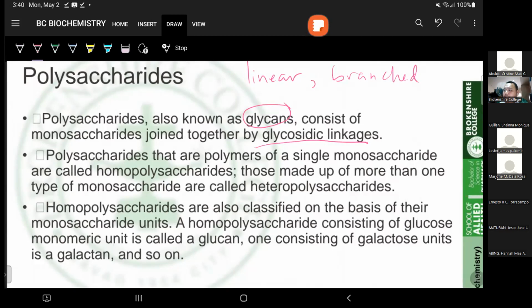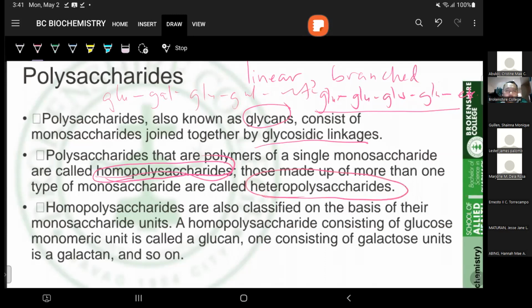Polysaccharides that are polymers of a single monosaccharide are called homopolysaccharides. For example, it is glucose only: glucose, glucose, glucose, glucose, etc. So it is homogeneous, therefore homopolysaccharides. If it is made up of more than one type of monosaccharide, like a combination of glucose and galactose, glucose, galactose, etc., in a long chain, then it is heteropolysaccharides. Do you follow, guys?